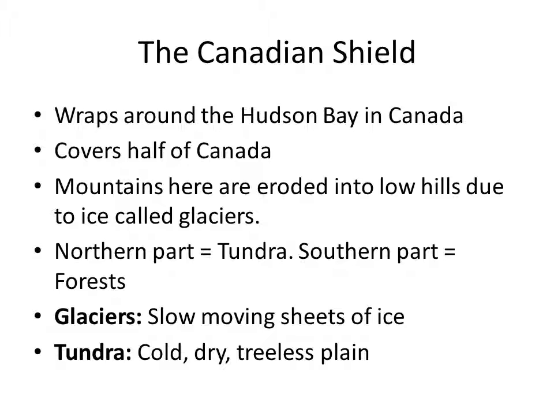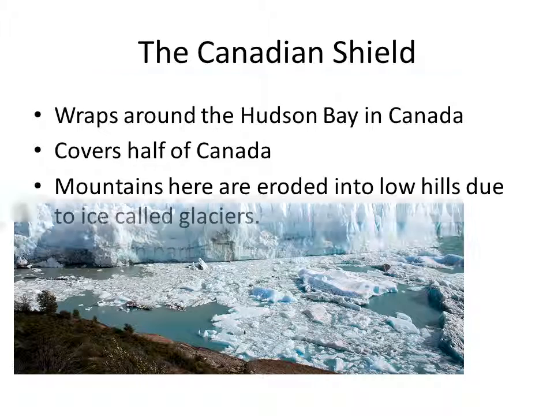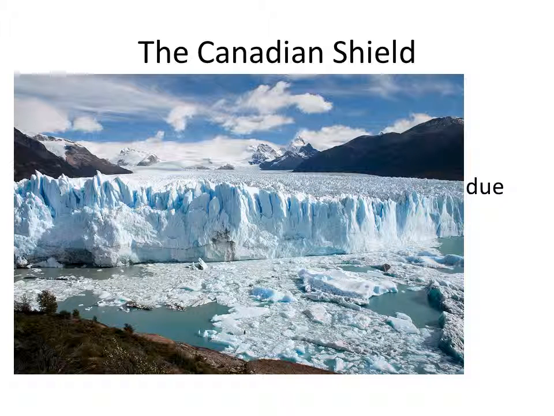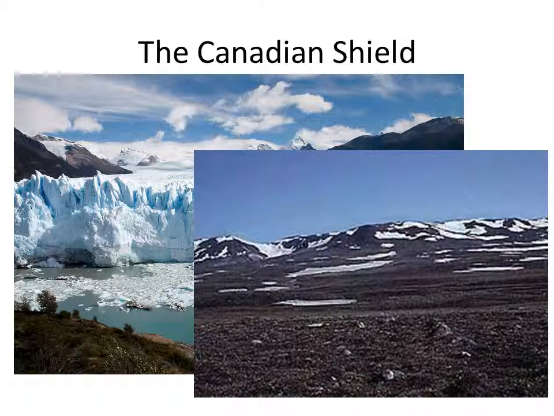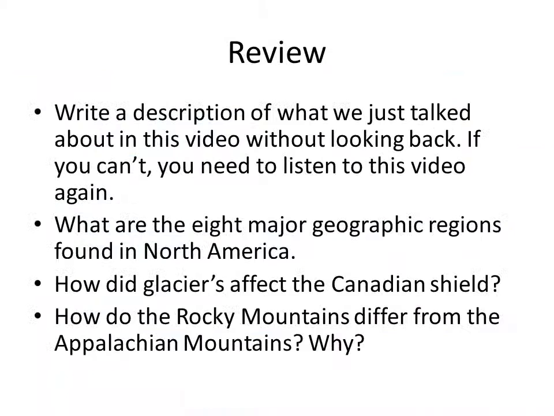The northern part of this area is called tundra, and the southern part has a lot of forest. The northern part called tundra means cold, dry, treeless plain. And these glaciers rubbing against the mountains are basically slow-moving large pieces of ice. So that's a glacier. It's slow-moving large pieces of ice. And that's what a tundra looks like right there.